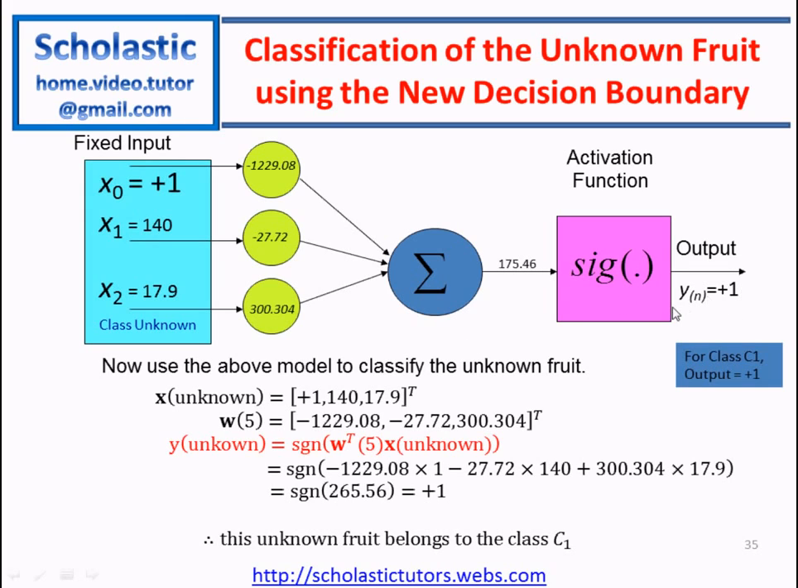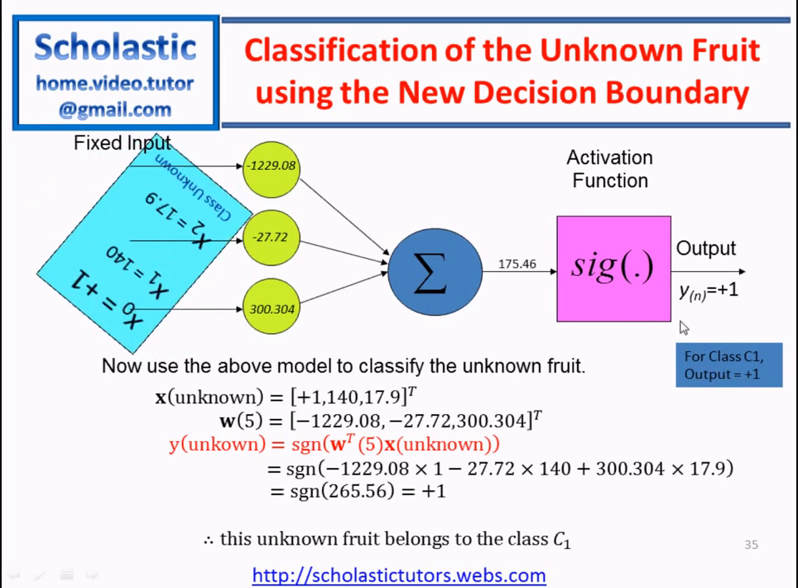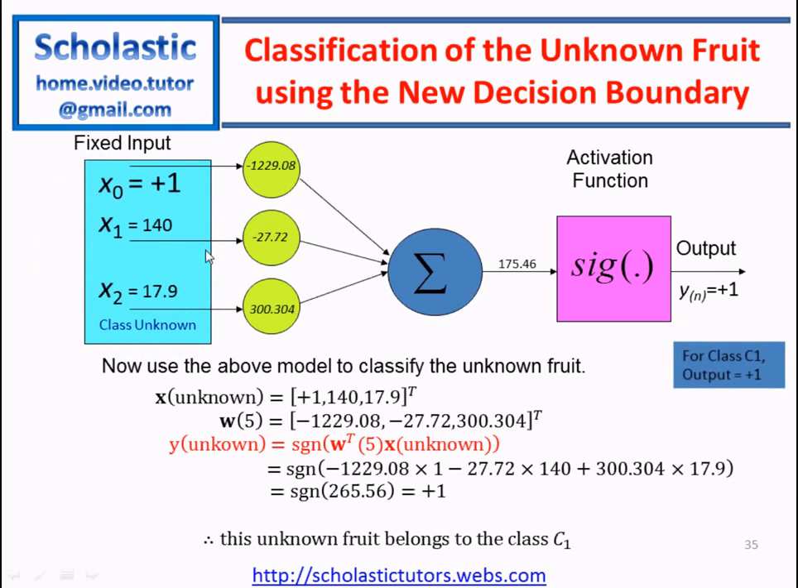We can check it using our graph, whether this fruit is close to class C1. But using our neural network classification, if I input this unknown fruit, it says that my unknown fruit belongs to class C1. That's interesting. So if you have a fruit and you don't know what type of fruit it is, you just measure its weight and its length, send it through our neural network, and tell the neural network to find out what fruit it is.